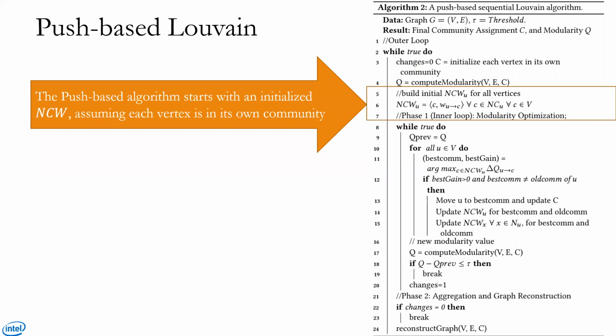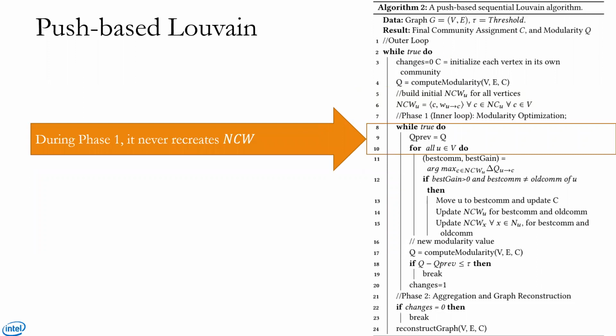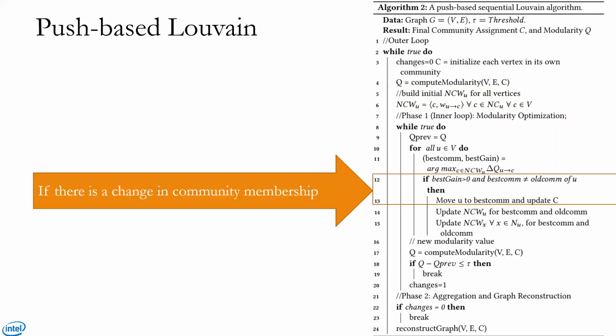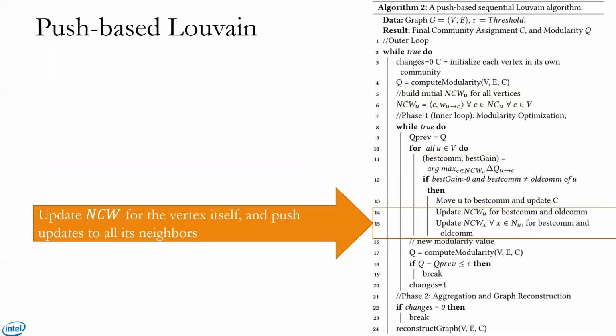A push-based Louvain algorithm starts with an initialized hash map, assuming each vertex is in its own community. During phase 1, it never recreates NCW. Rather, whenever a vertex changes its community, it updates its own hash map and pushes updates to the neighbor's hash map, and that's why we call it push-based algorithm.